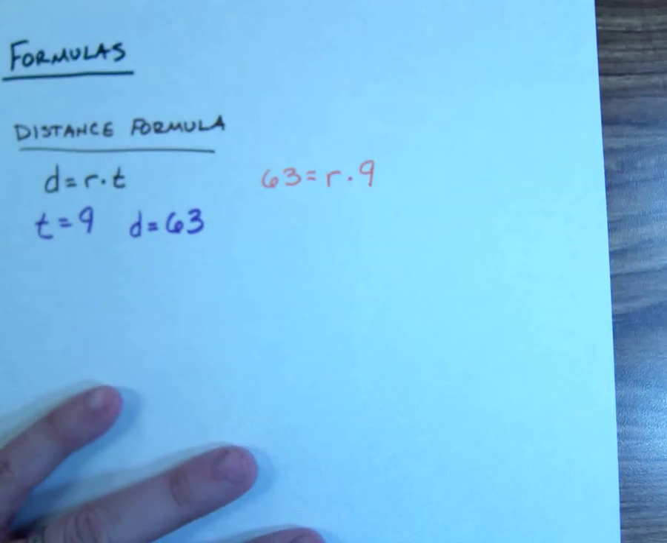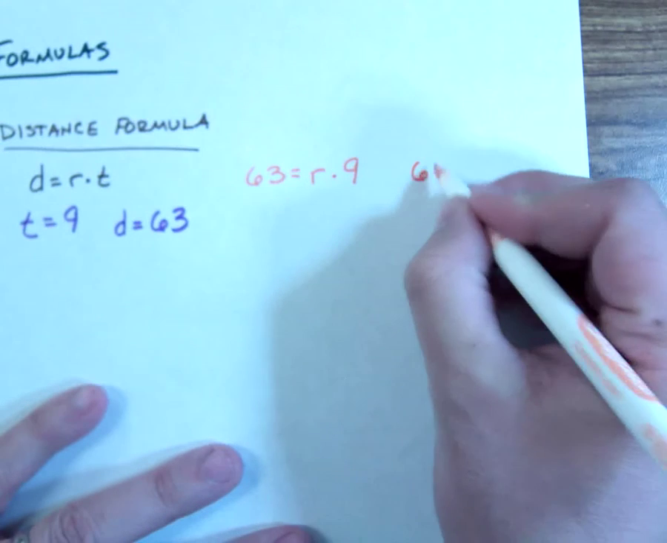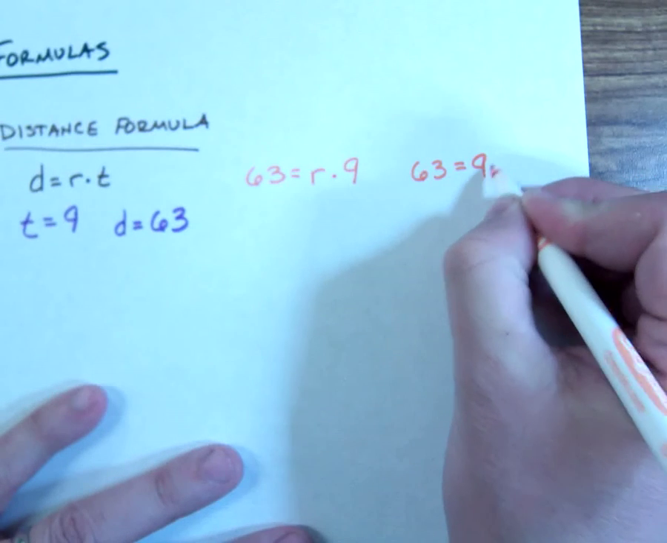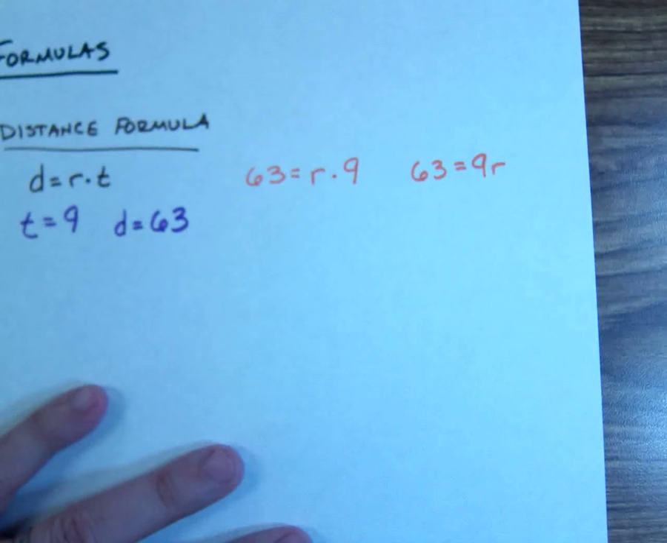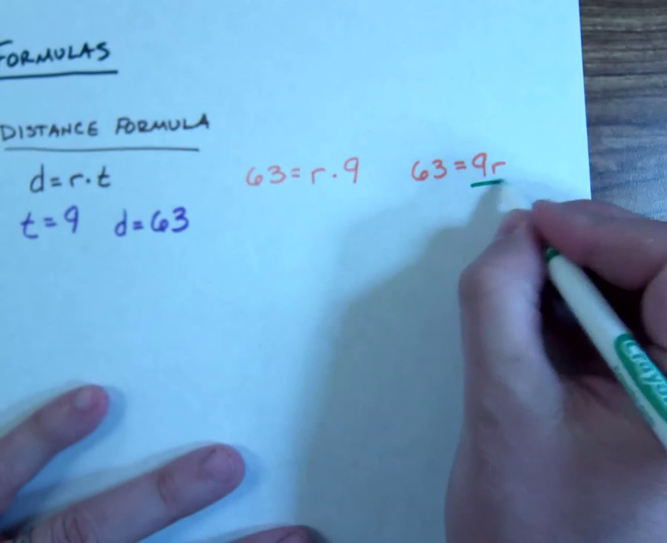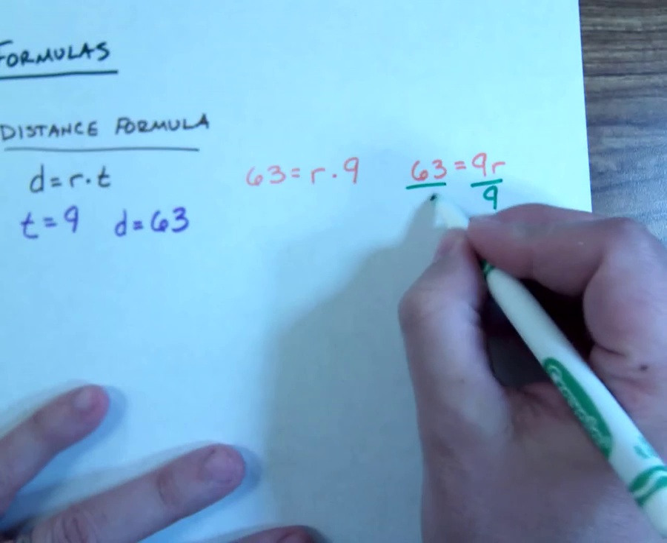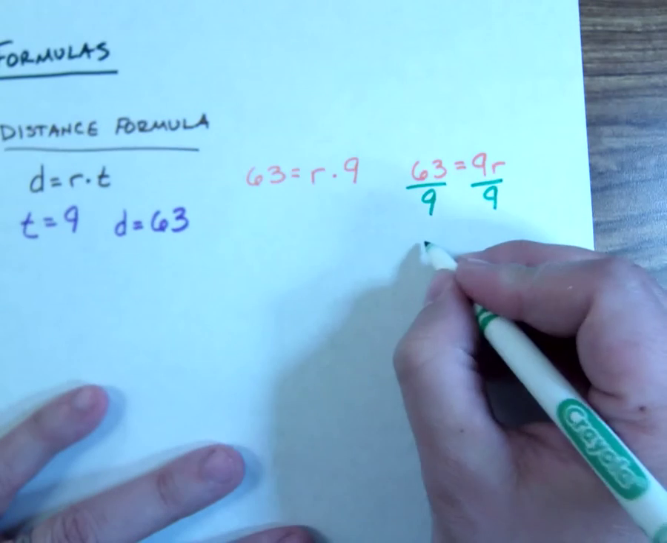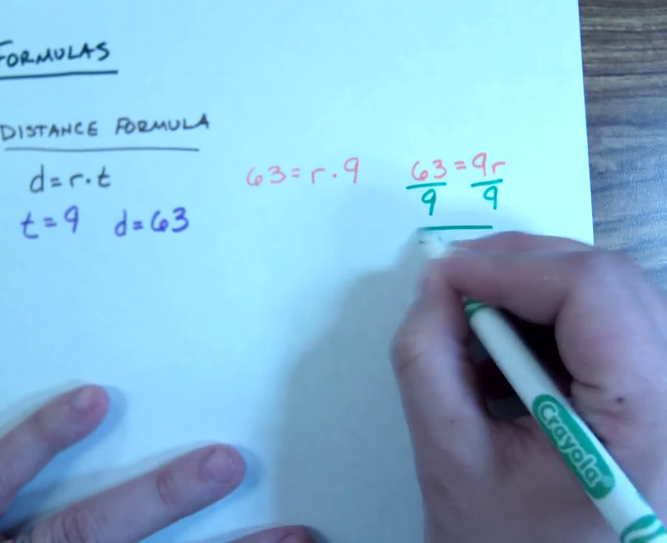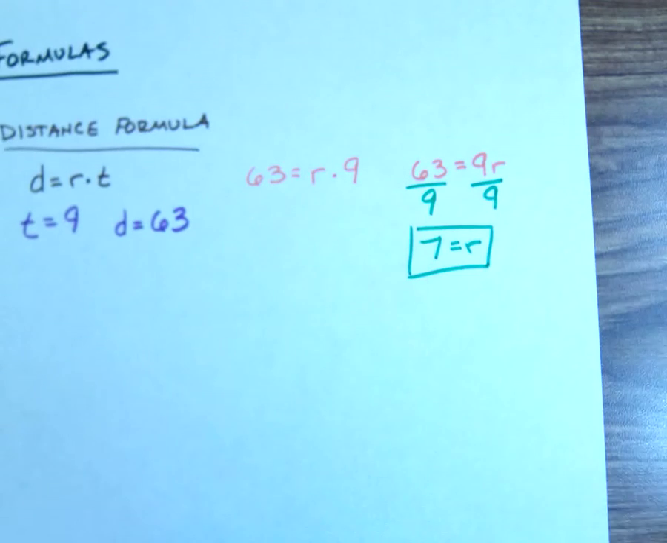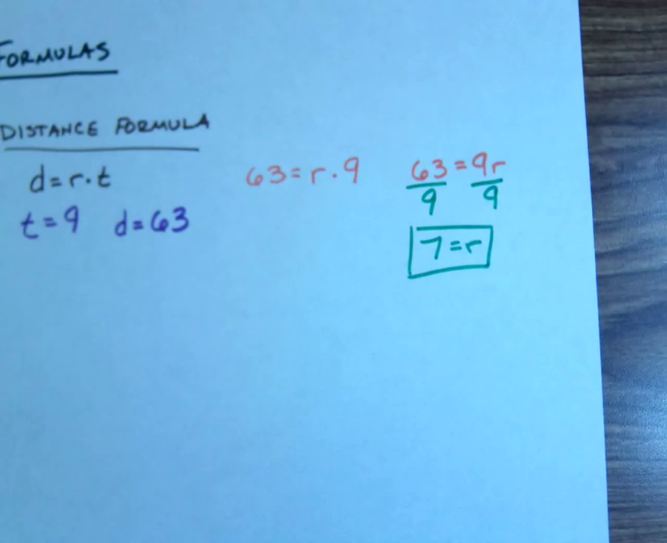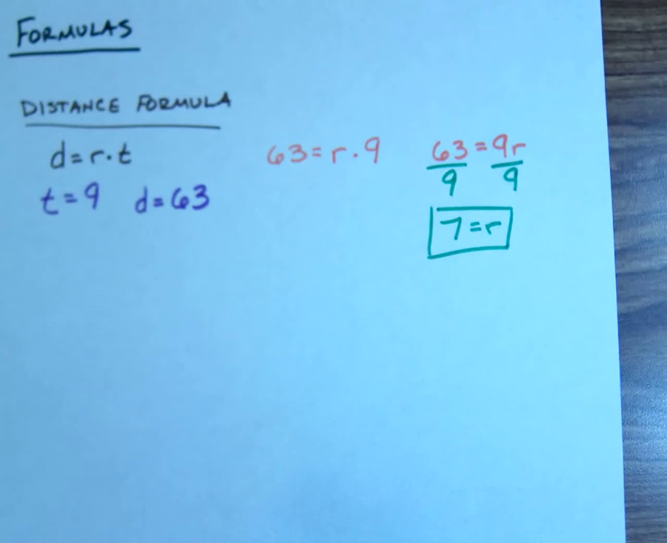Now r times 9 is fine, but I think we're used to writing it as 9r. Like that. So what would I do to solve this problem? I think that's a great plan. Let's divide both sides. 63 divided by 9 is 7. So the solution to this would be 7. I was going 7 miles an hour for 9 hours. I guess my car broke down or something.